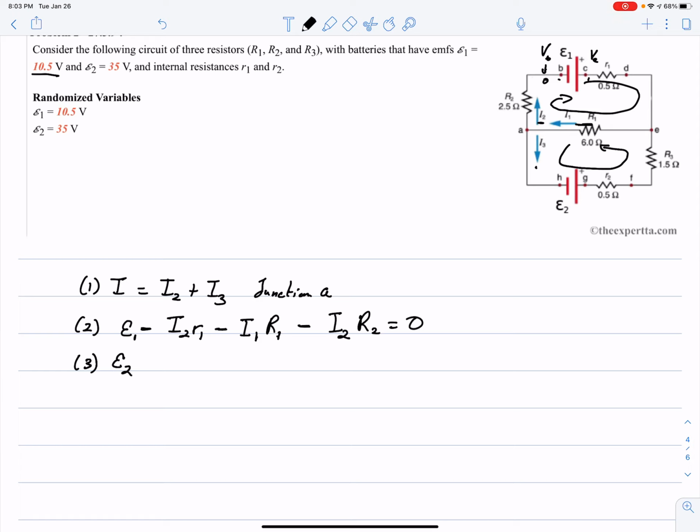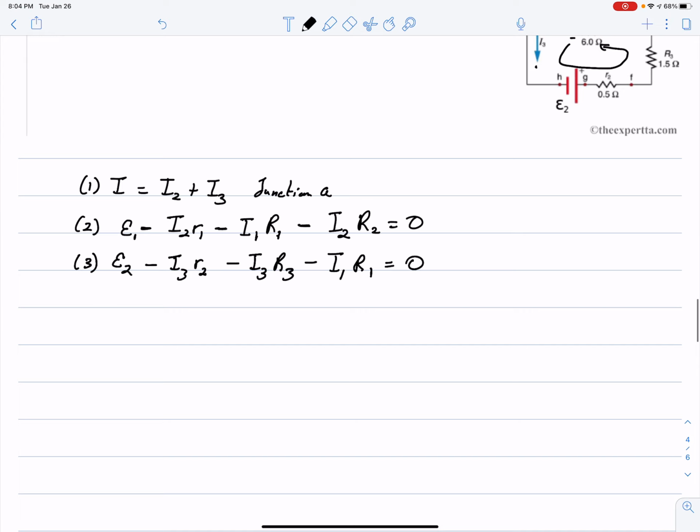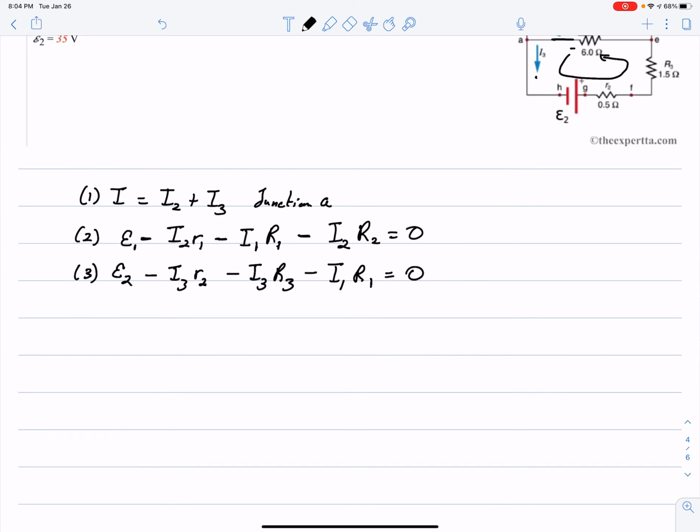E2, starting with the battery, minus I3, current 3, times little resistor 2, minus I3, big resistor 3, minus I1, because now we're here, I1, resistor 1 equals 0. So now the question asks you to find current 1, 2, and 3.